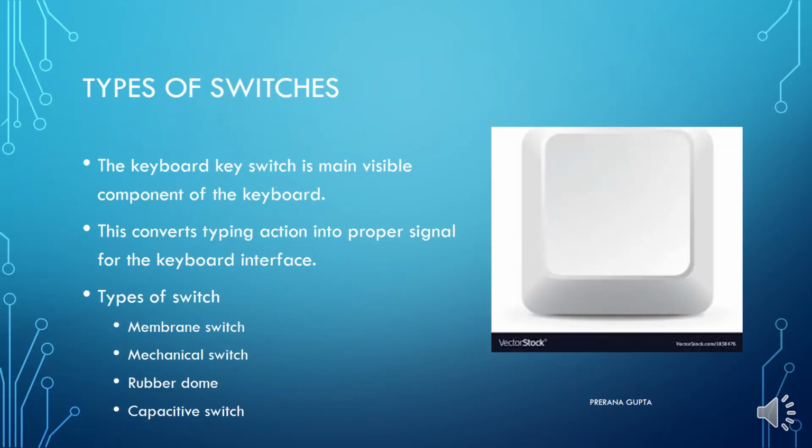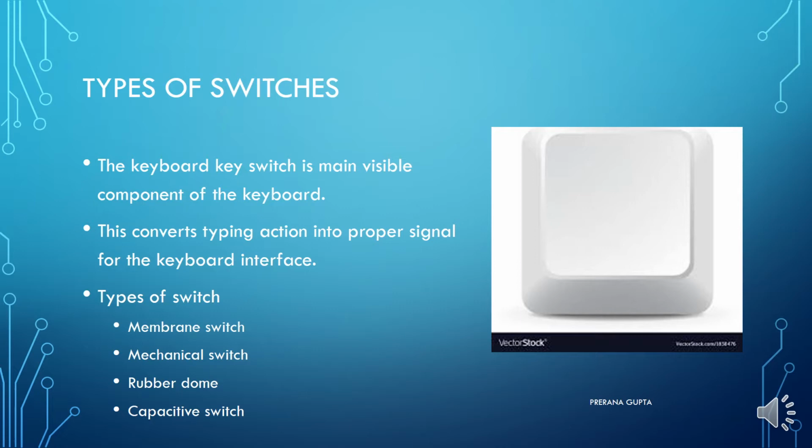So starting with what are switches. Actually, the keyboard switch is a main visible switch, or you can say main visible component of the keyboard. These switches convert our typing action into a proper signal for the keyboard interface, so that interface will know that a key is being pressed.